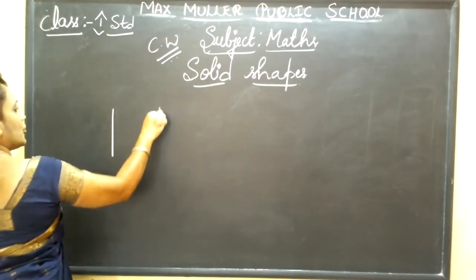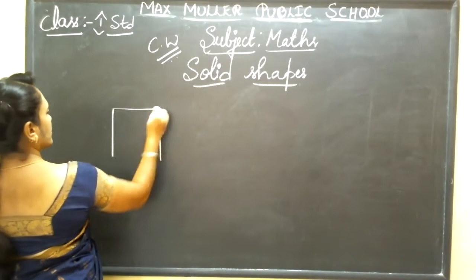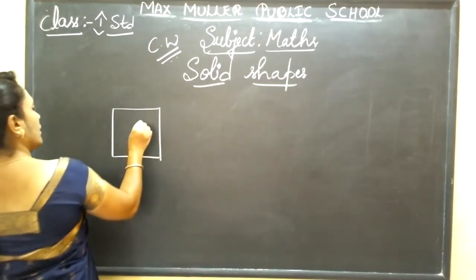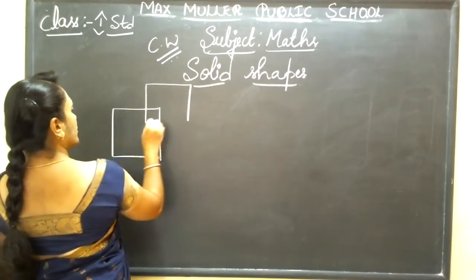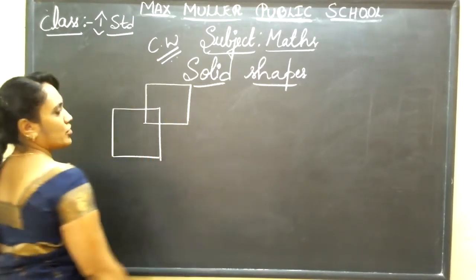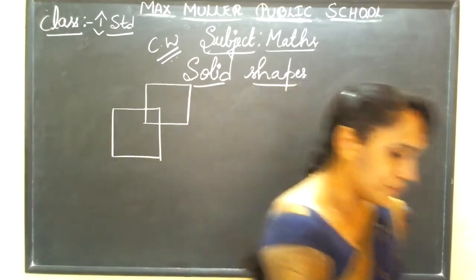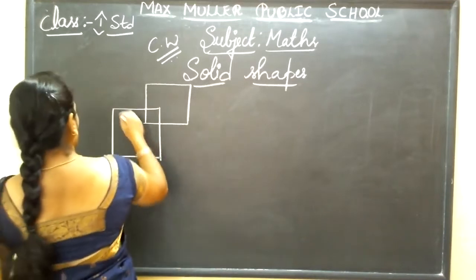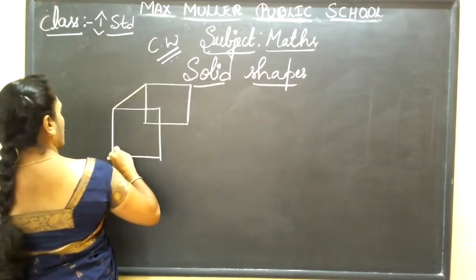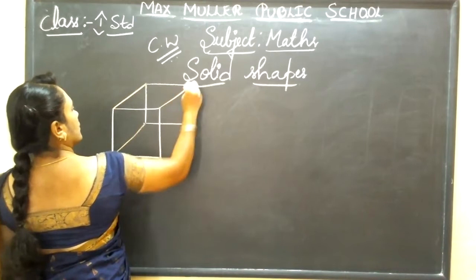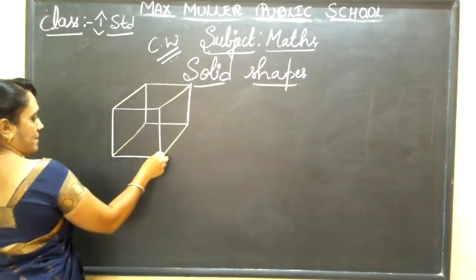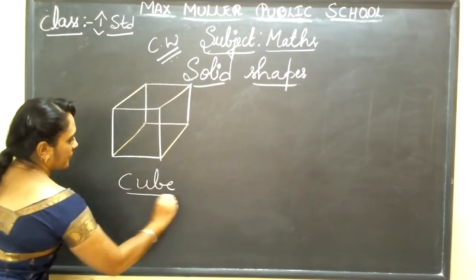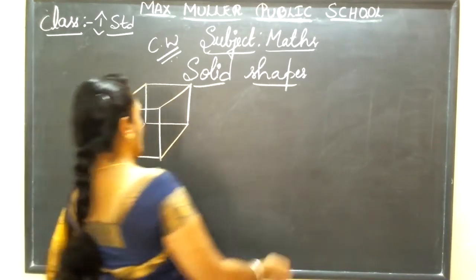Cube. How to draw cube? You know to draw a square now, isn't it? Draw a square. Then inside the square, you draw one more square. Two squares. Okay. After that, join the corners. Corners you should join. This corner and this corner. What is this? Cube. C-U-B-E. Cube.